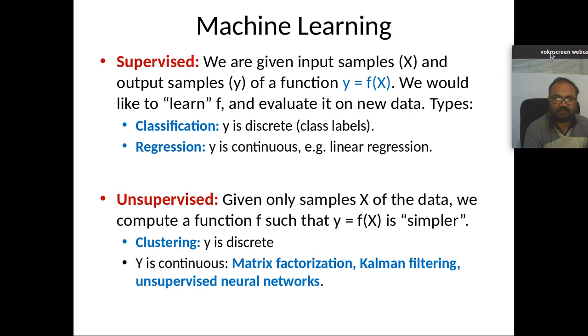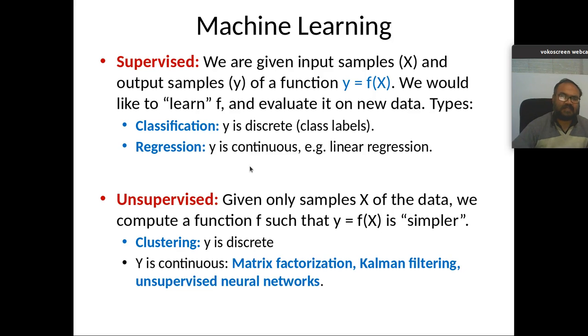Supervised learning has two types: classification, where y is discrete, and they are basically class labels, and regression, where y is continuous, for example, a linear regression.